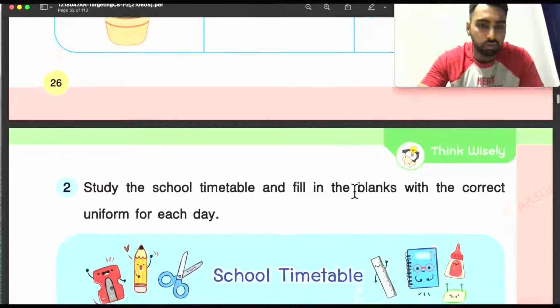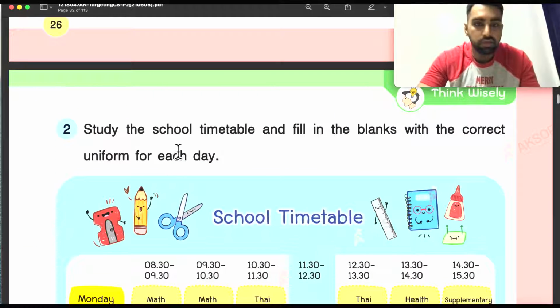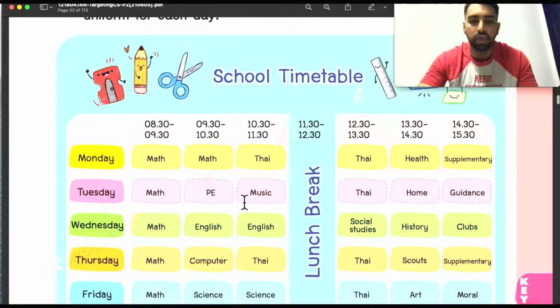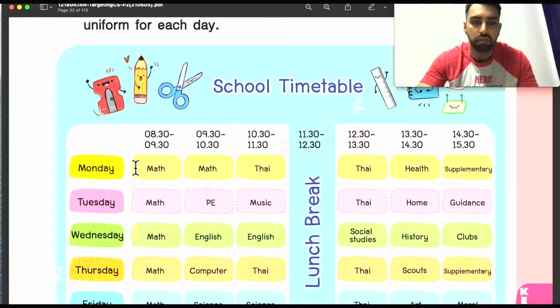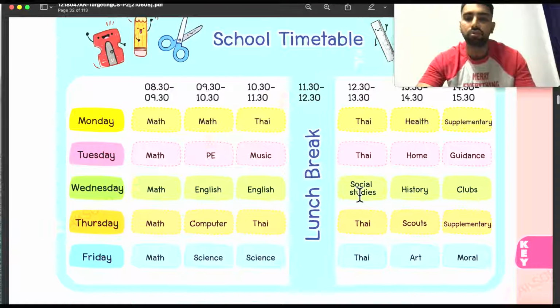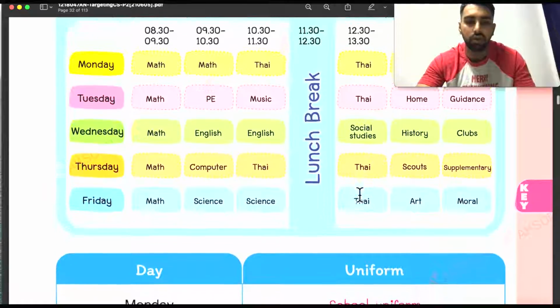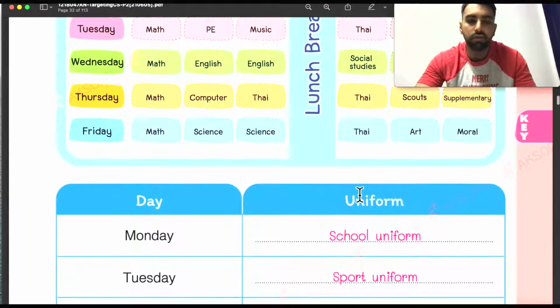Okay, the next one: study the school timetable and fill in the blanks with the correct uniform for each day. As you can see, there is a timetable for you, and every day starts from 8:30 and finishes at 15:30. So you have the timetable and you have to work out which uniform to wear on which day.